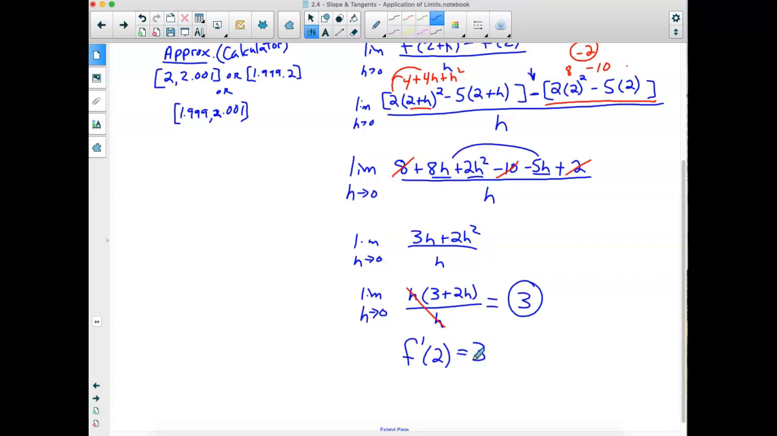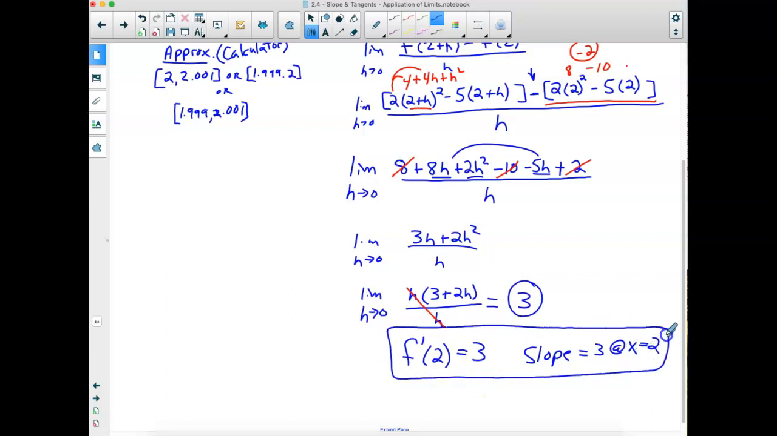That really means f prime of 2 equals 3. Interpretation of that: slope equals 3 at x equals 2 on the curve. So I have my slope.